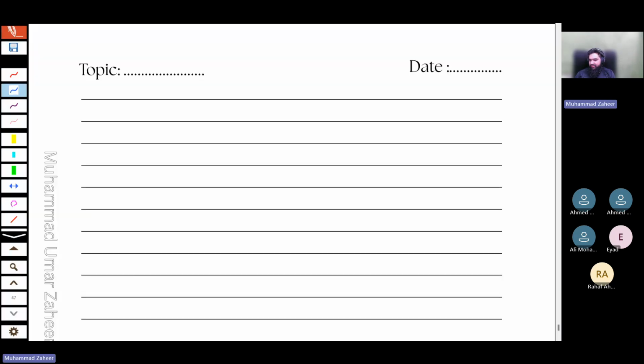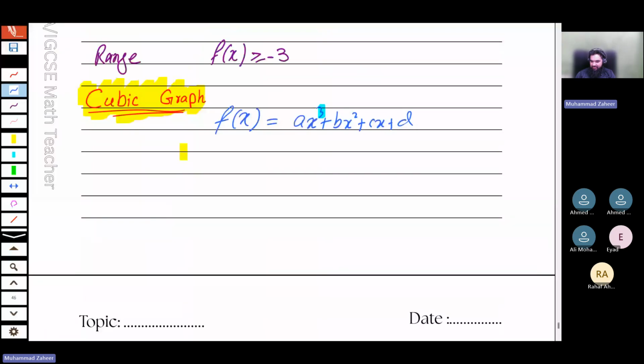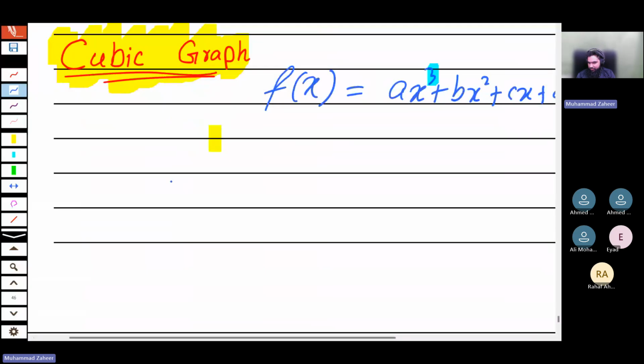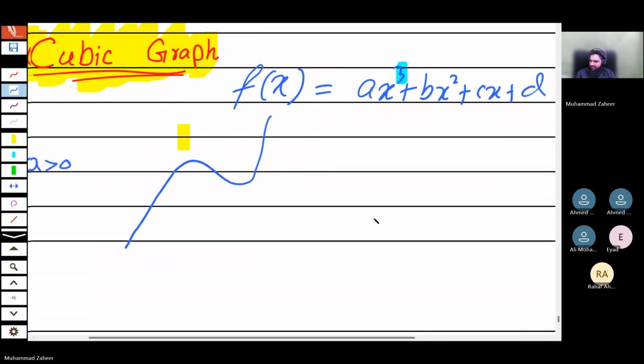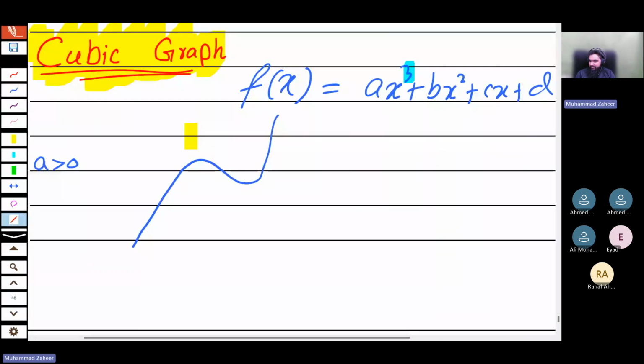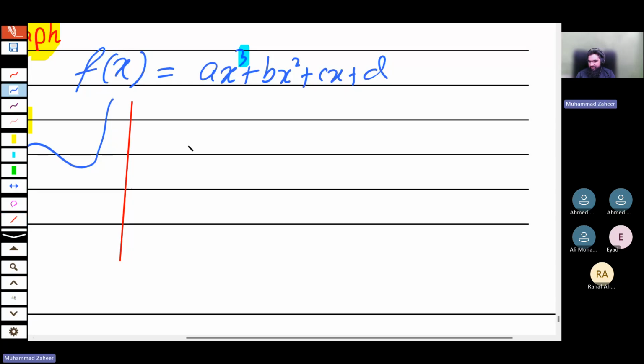Now, in this one, we have two cases. The first case, if the coefficient of x cube is greater than 0, the shape of the graph is going to look like this. And the second case, if the coefficient of x cube is less than 0, the shape of the graph is going to be like this.